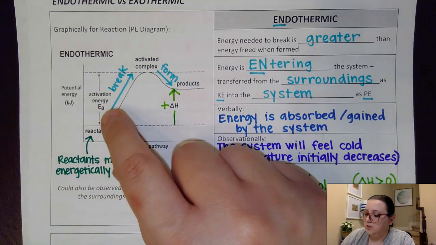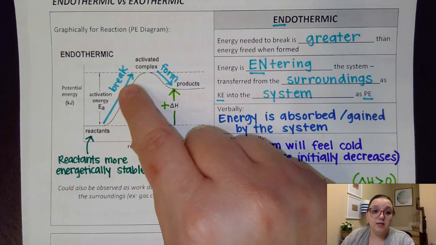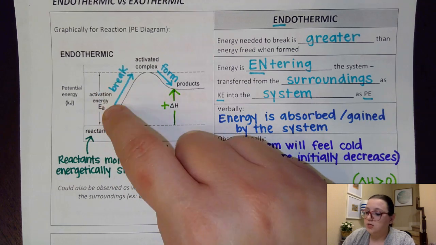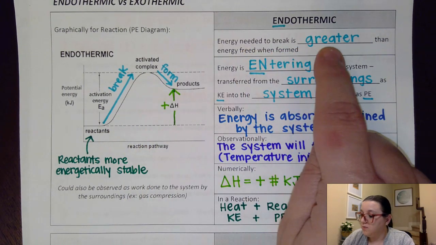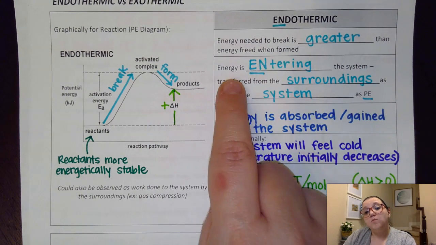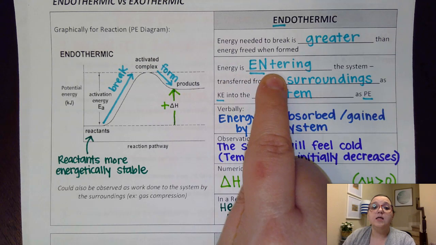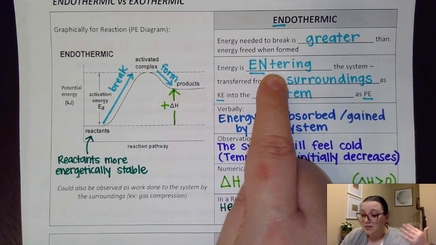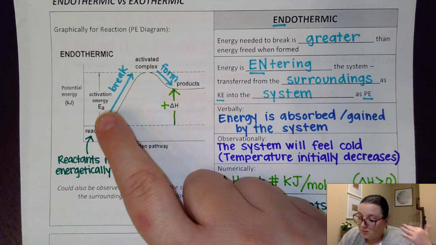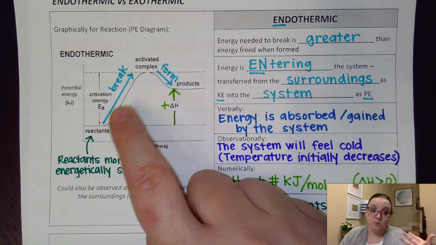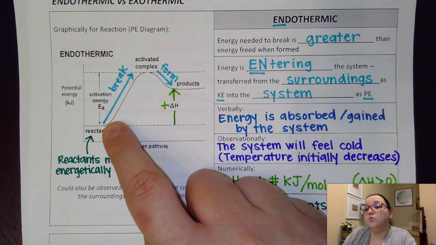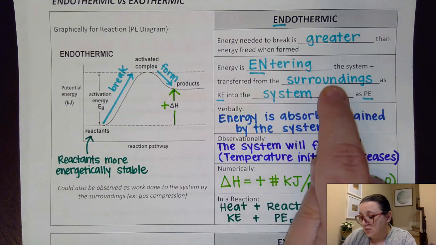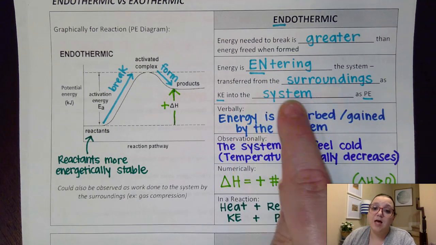And what we see on this particular diagram is that the energy it takes to break, aka that activation energy, is a lot greater here than the energy that I release when I reform my products. And so the energy needed to break being greater than the energy freed when formed means that overall energy must be entering this system. I need to gain some energy from somewhere to get the products to have a higher potential energy than the reactants. Where is that energy going to come from? It's going to come from being transferred from the surroundings as kinetic energy into the system as potential energy.